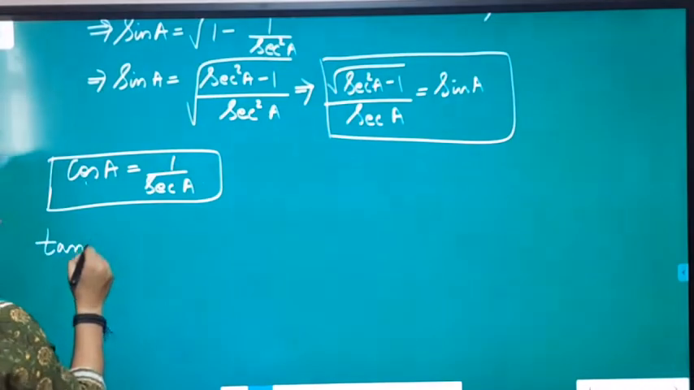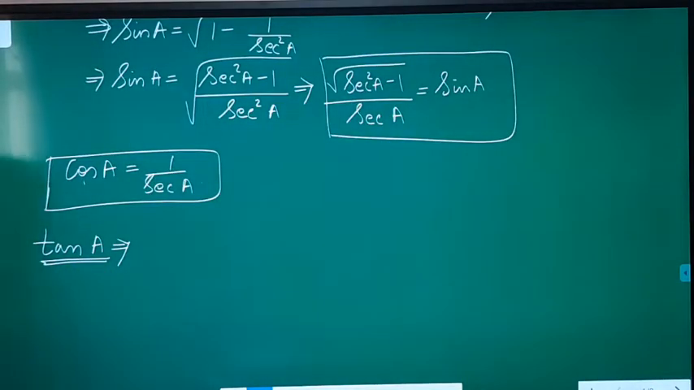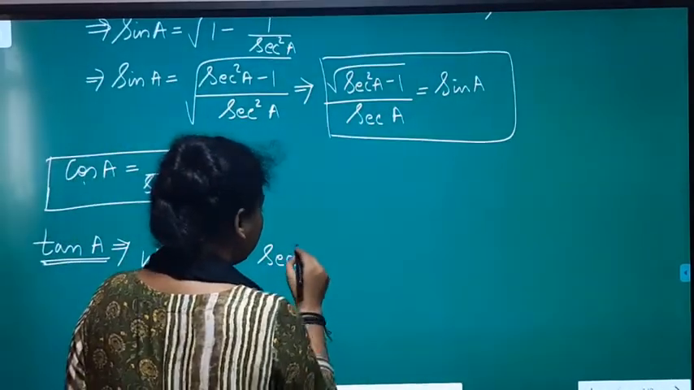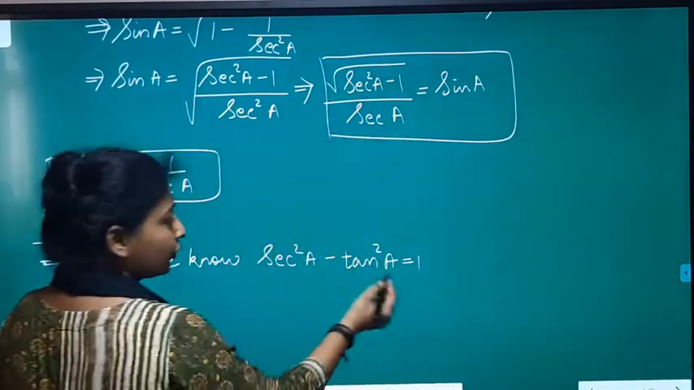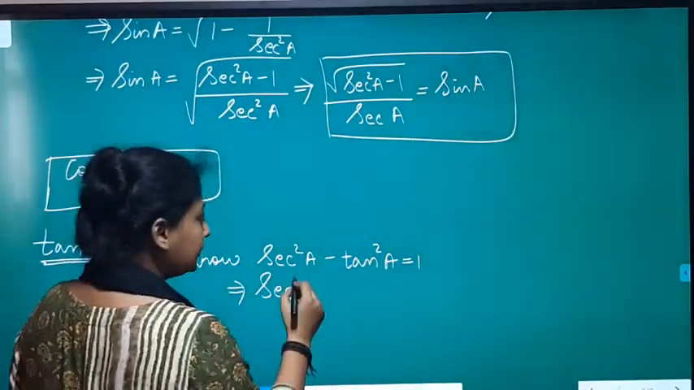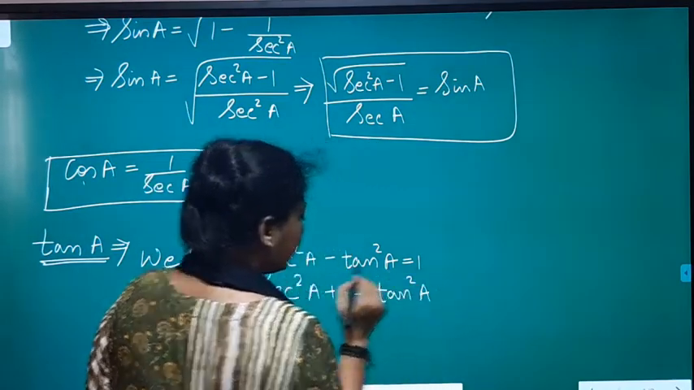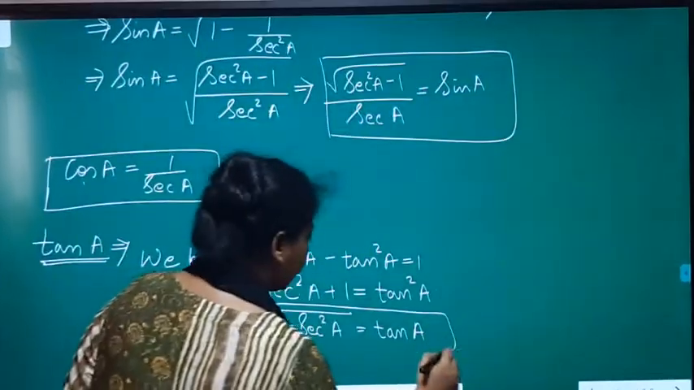Third, tan A. Now we have to express tan A in terms of sec A. We know sec square A minus tan square A equal to 1. From here we can shift tan on the other side and 1 on this side. So sec square A minus 1 will be equal to tan square A. Then we can take the under root. So this will be under root sec square A minus 1 equals to tan A. This is how we express tan in terms of sec.